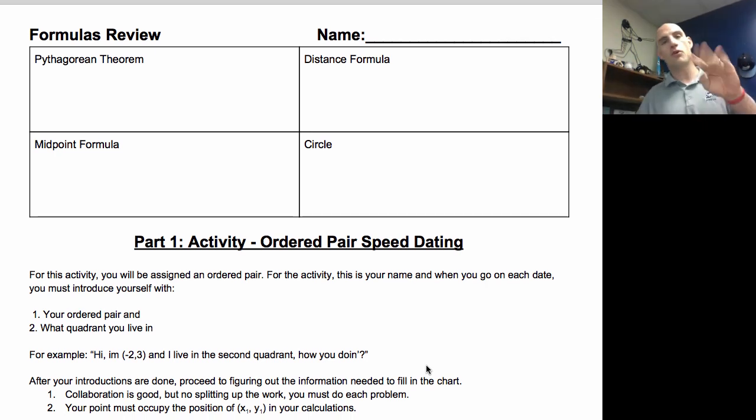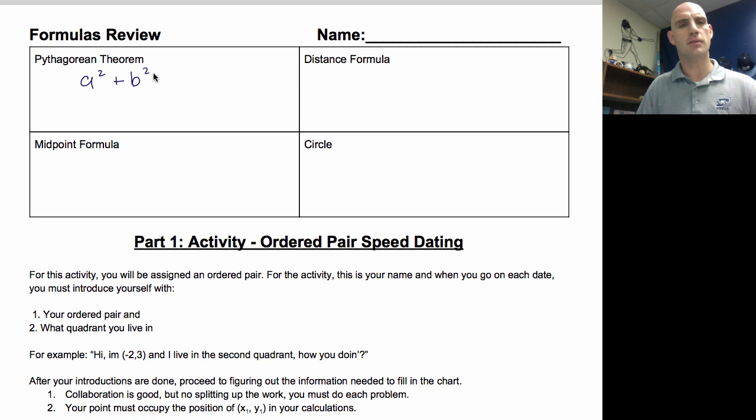Let's talk about 4 formulas, and we're going to use a couple of them to help us understand and review this section. First of all, the Pythagorean Theorem. It seems somewhat disconnected from what we've been talking about with the coordinate plane. But if I think about a squared plus b squared is equal to c squared, I know that a and b are the legs of my right triangle. So this is for a right triangle.